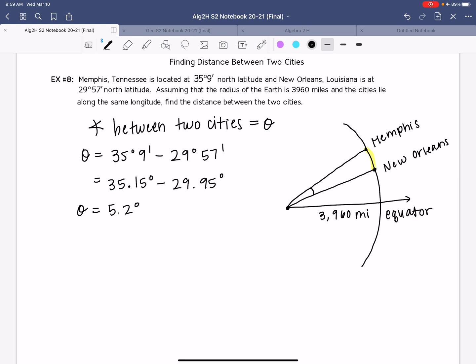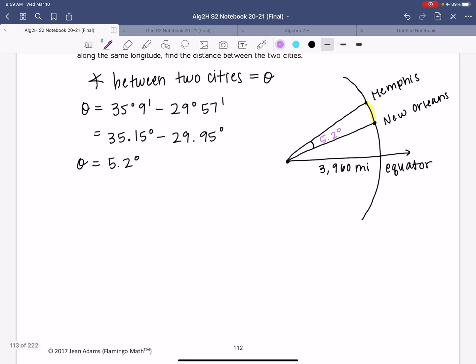5.2 degrees. So this angle right here is 5.2 degrees. Okay, because we're trying to find an arc length right now, in order to run any sort of formula on any of these, we need these in terms of radians. So now I need to take my 5.2 degrees and change it to radians. So next step, I would do 5.2 degrees times pi over 180, which is approximately, and again, calculator.